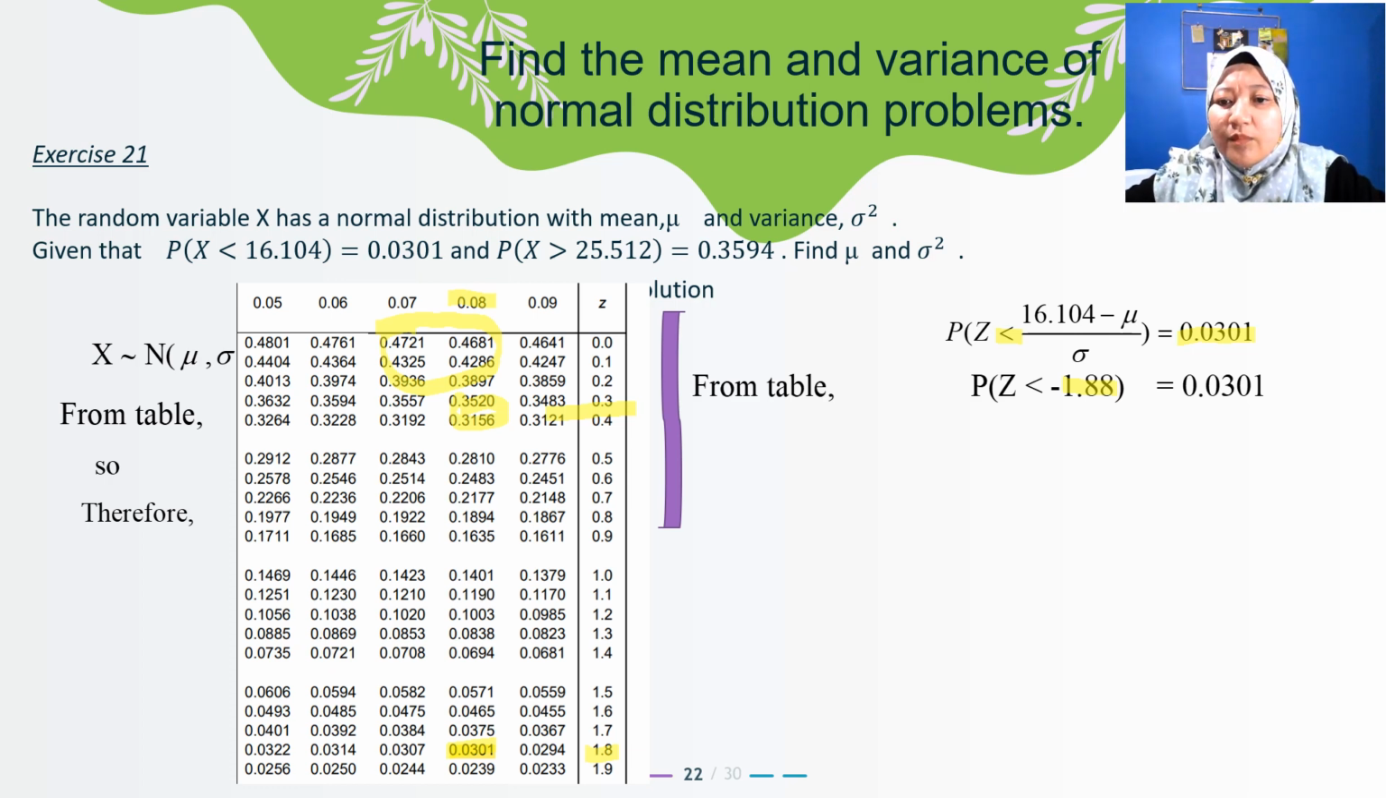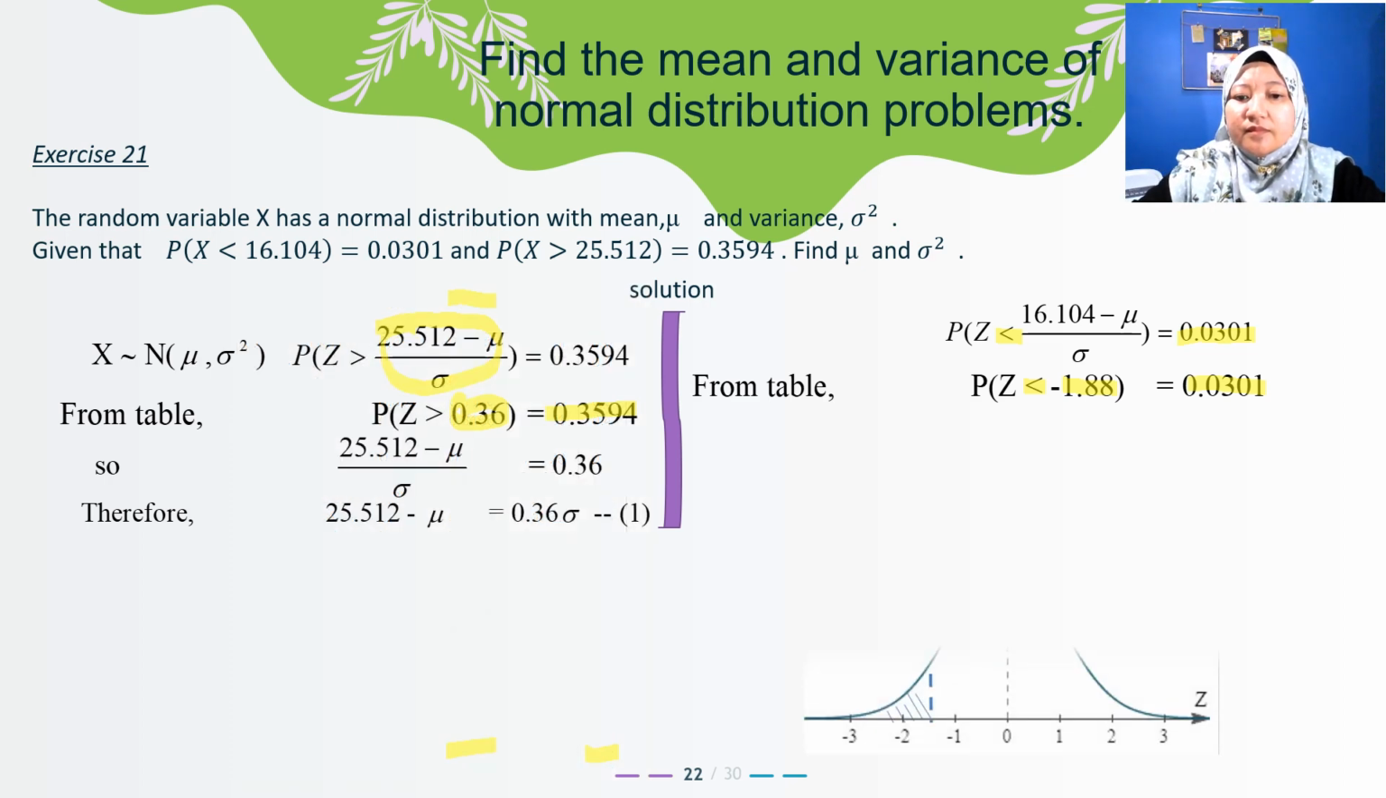Okey, yang ini kenapa dia less than? Sebab nilai dia kurang daripada 0.5. Macam ni. Disebabkan nilai dia adalah kurang daripada 0.5 dan kawasan kurang daripada, jadi nombor Z adalah nombor negatif. Dekat sini adalah negatif number. So, itu sebab kita letak negatif 1.88.